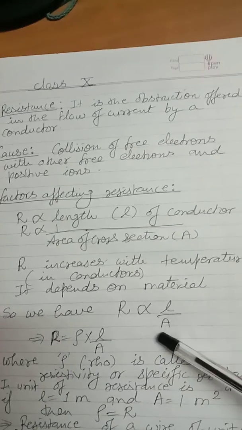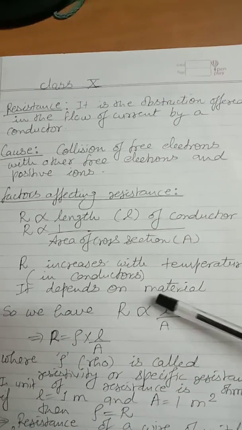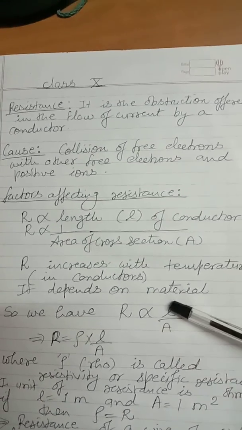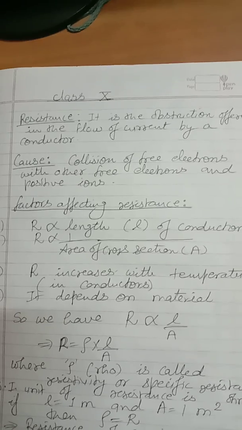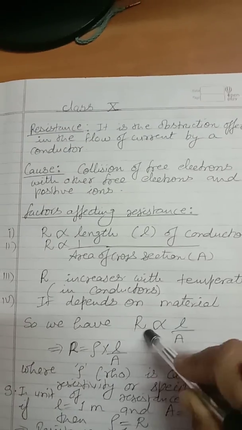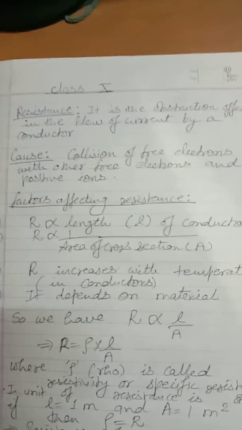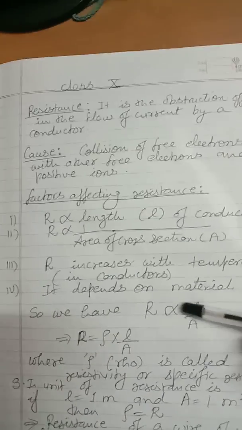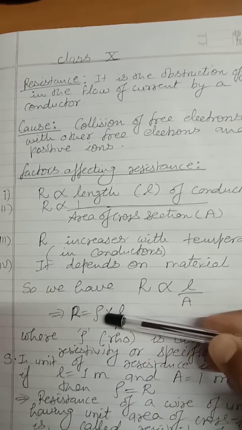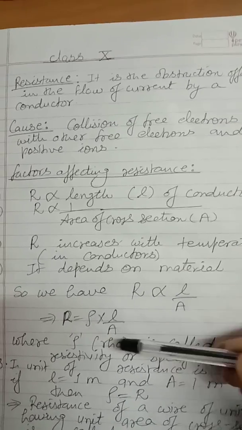So if we combine all the factors, then we get R directly proportional to L upon A. We need a proportionality constant, because when we say R depends upon length, it doesn't mean, for example, that resistance is 2L, 5L, 8L in all the cases. So we introduce the proportionality constant, and this proportionality constant is called the resistivity of the material. We represent it by the Greek alphabet rho.